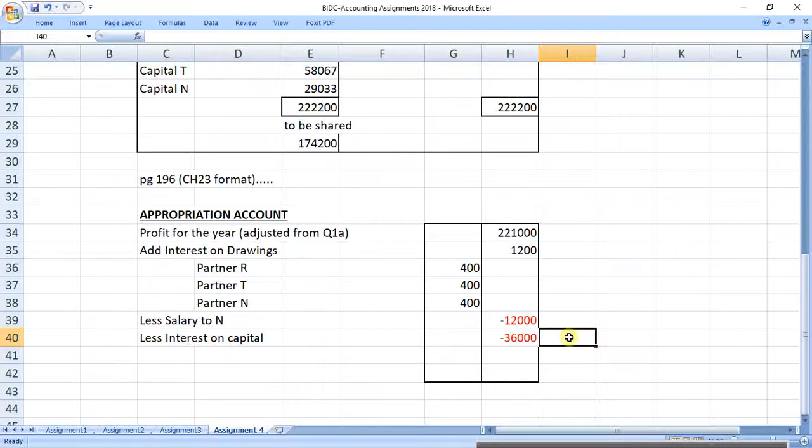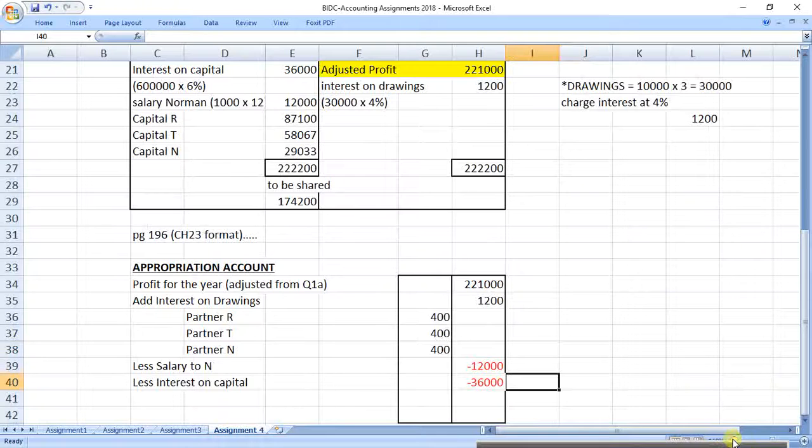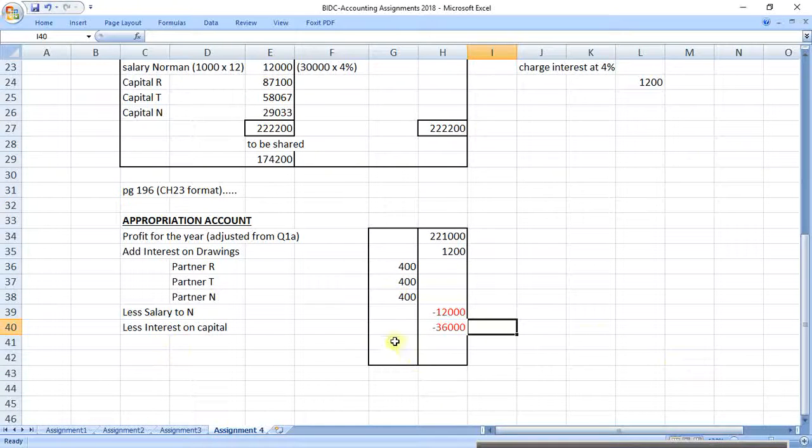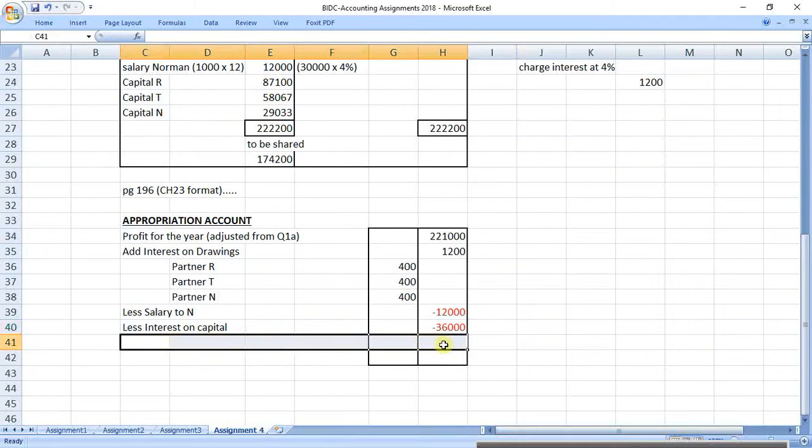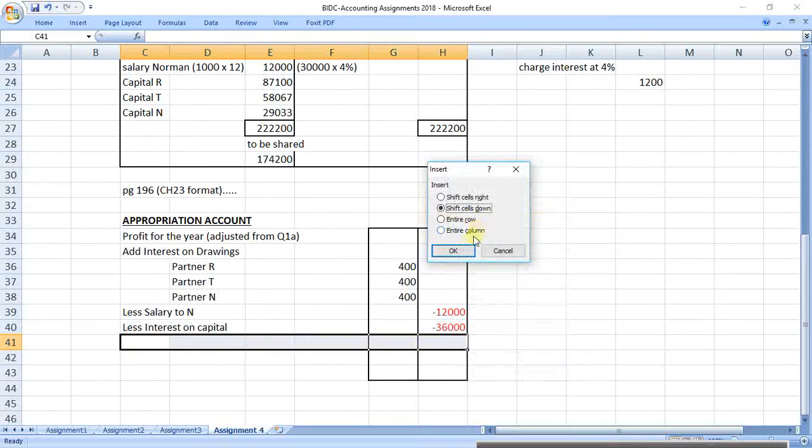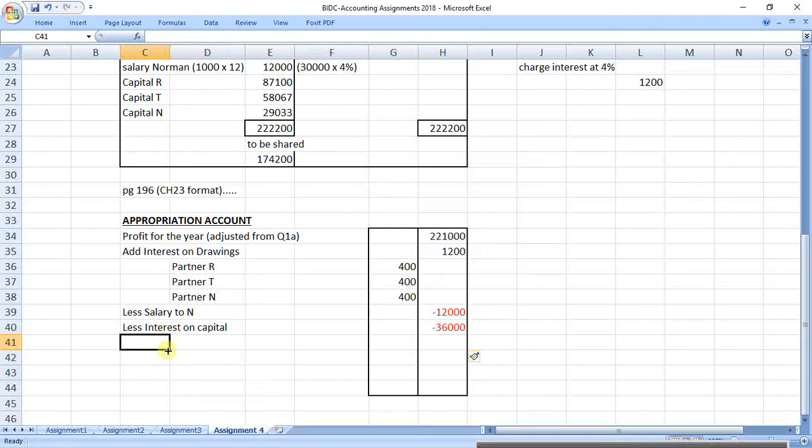And then the last bit is to show the profit sharing, which we already calculated. That's what we did up here, and that's what we're going to show there. So we're going to need two extra lines here. They want you to show it like this. Share of profits. Share of profits. R, T and N.